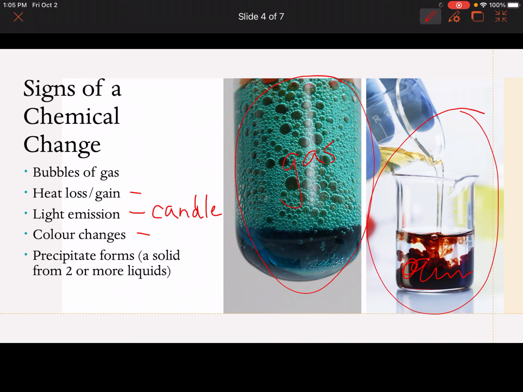And the last one here is called a precipitate. And I'm going to demo this for you in class when you're next in. So this would be when you take two liquids and you pour them together and you end up with a solid, which is a pretty cool thing. So I'll show you that. So that is also a sign of a chemical change.